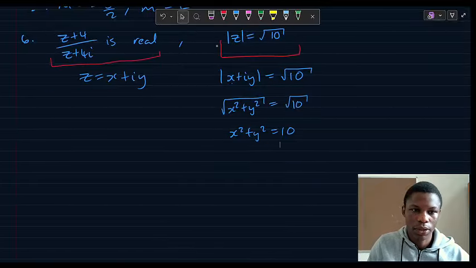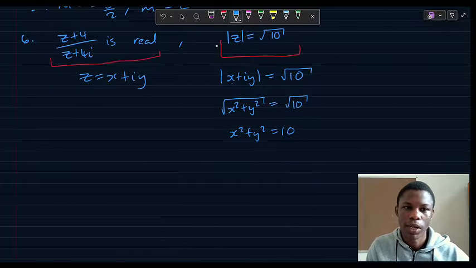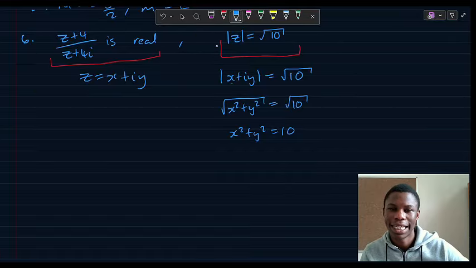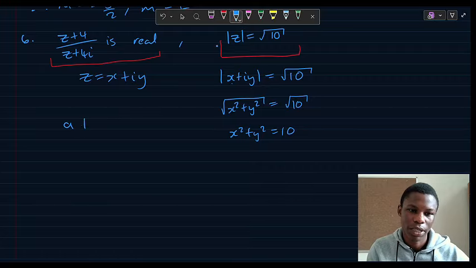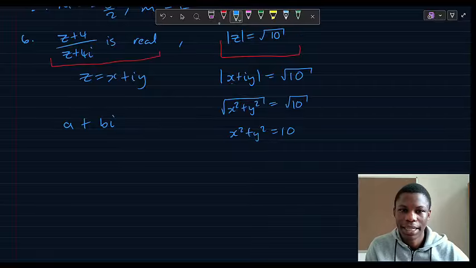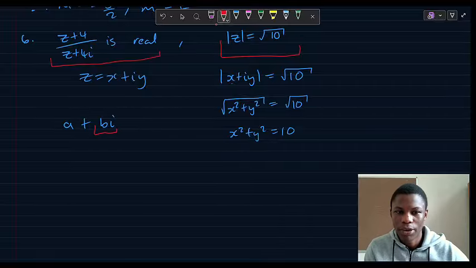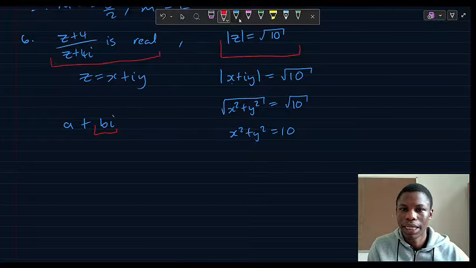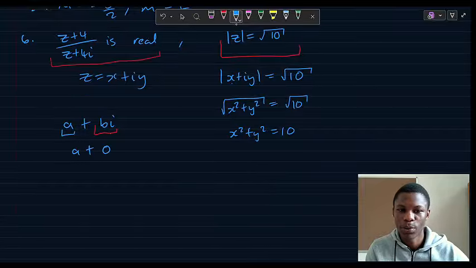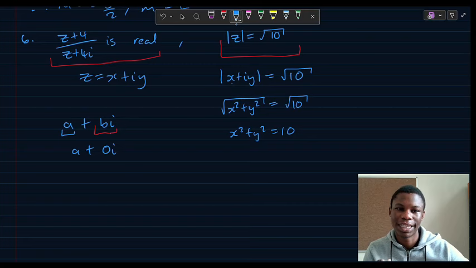For that, we are going to use this second idea that (z + 4)/(z + 4i) is real. If I give you a complex number and I tell you that it's real, we know that complex numbers are of the form a + bi. If I say it's real, it actually means that the imaginary part is 0, right? That's the only way it's real, because we've got the real part and the imaginary part. So it has to be of the form a + 0i. The imaginary part has to be 0.